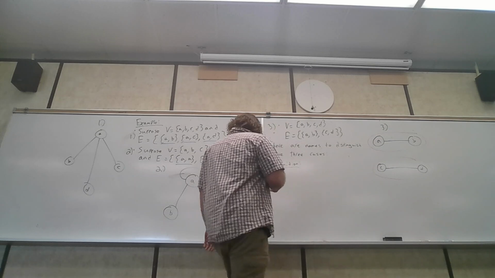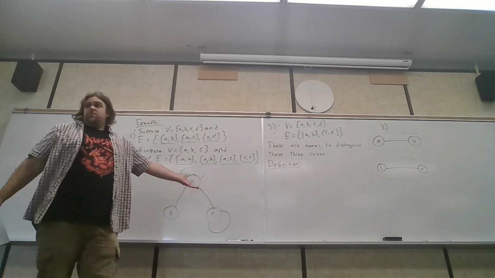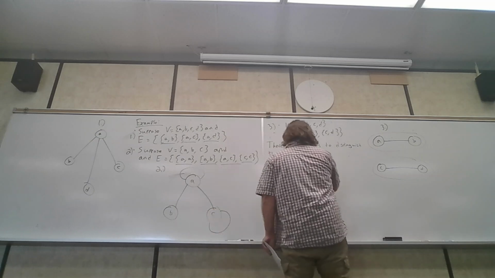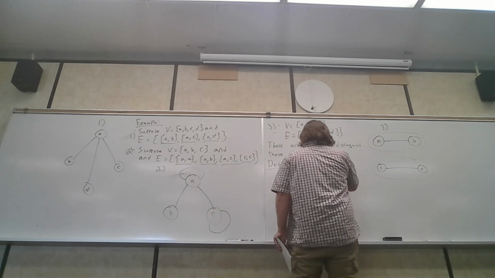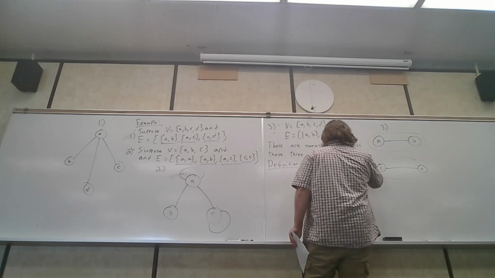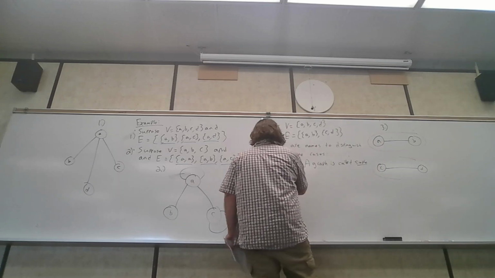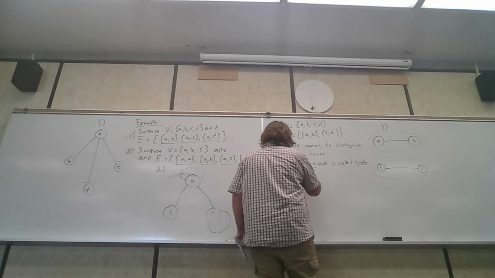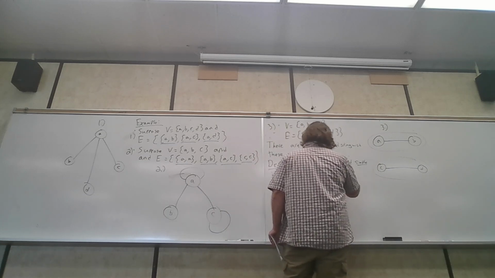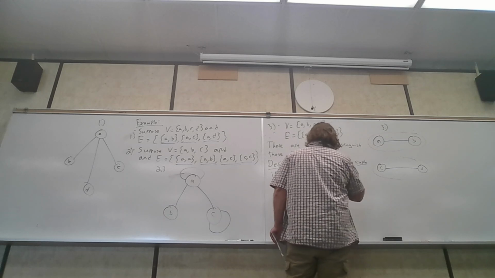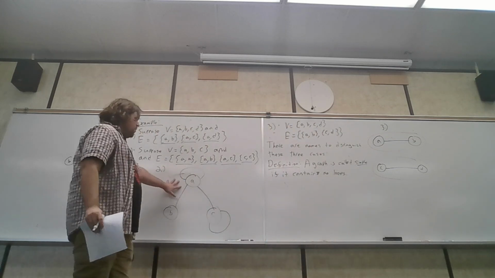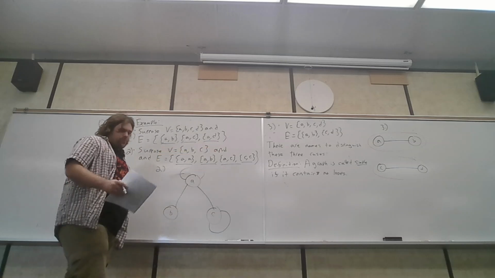So a graph is called simple if it contains no loops. That's literally the definition. A graph is called simple if it contains no loops. Okay, great. So this graph is simple. These 2 are not.